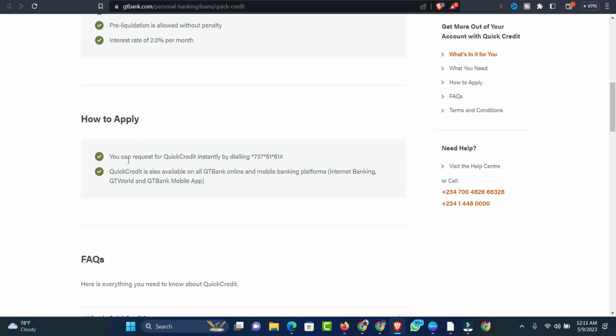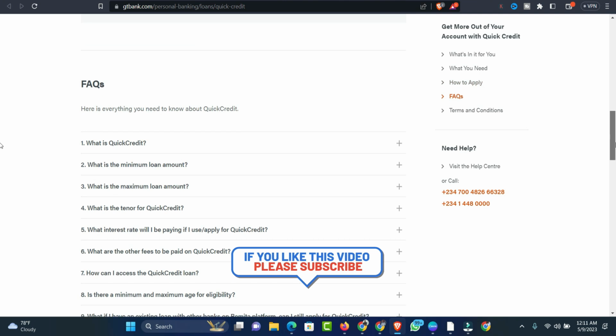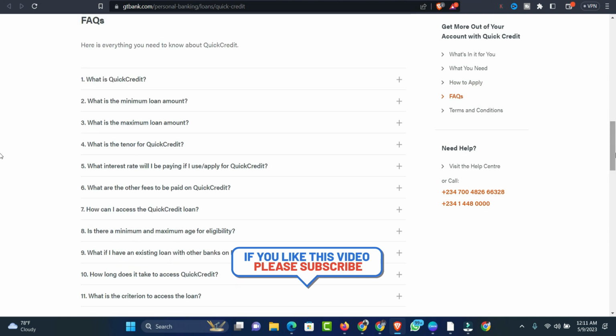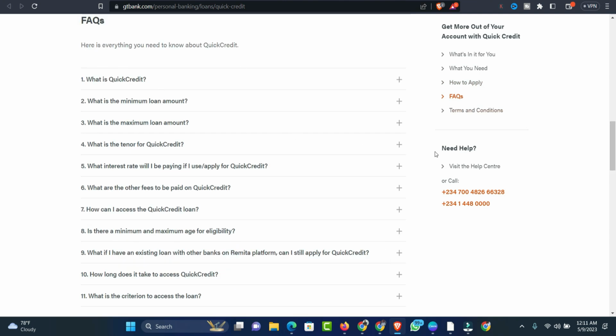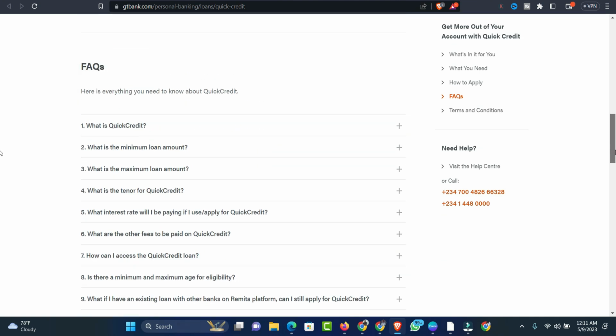So how to apply? You can request for quick credit instantly by dialing *737*51*51#. Quick credit is also available on all GT online and mobile banking platforms: internet banking, GT World and the GT Bank mobile app. So those are the things I believe you have interest in. And this is the frequently asked questions for GT Bank Payday Loans, just as on the other platform.